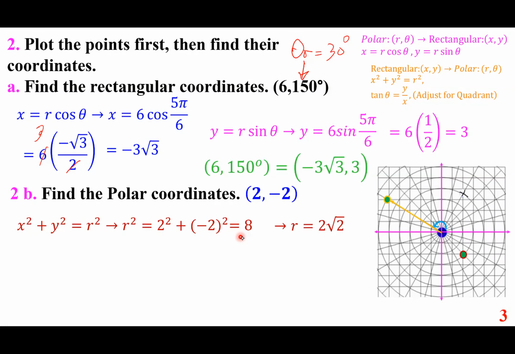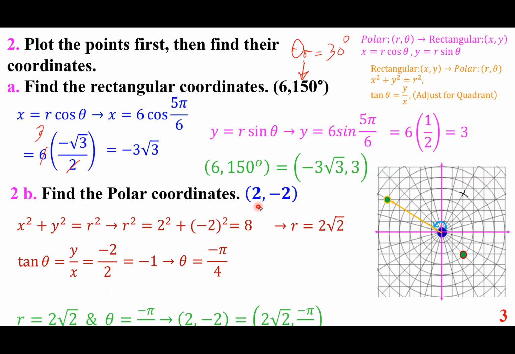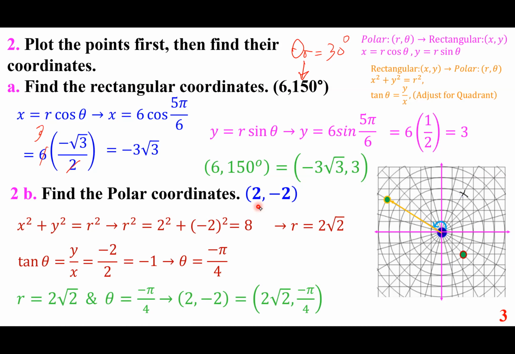As for tangent, it is y over x. Minus 2 over 2 is negative 1, and theta becomes negative pi over 4. And we can keep it as negative pi over 4, or if we wanted to make it positive, all we have to do, add 2 pi, and it becomes 7 pi over 4. You had seen this. Let's continue.